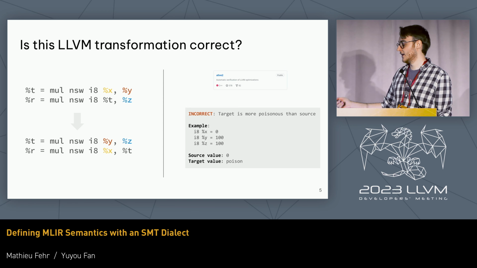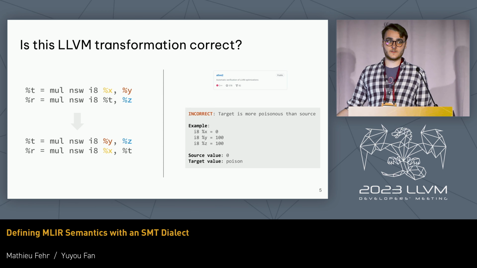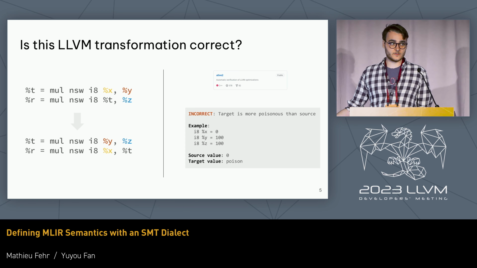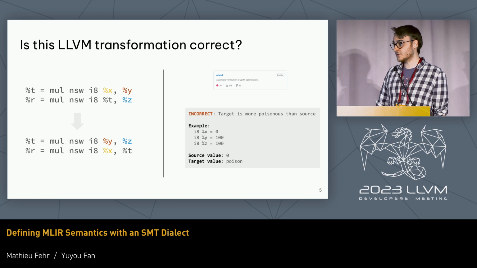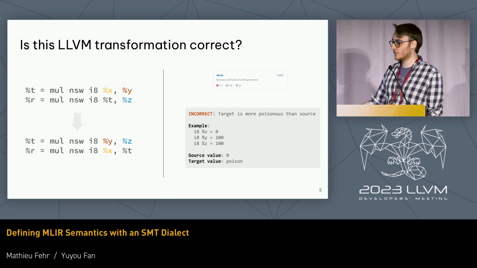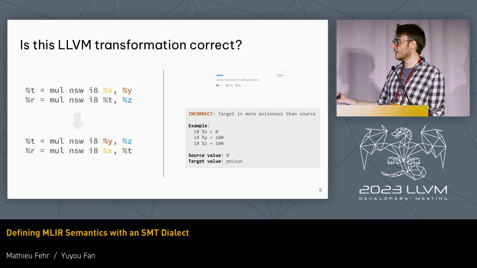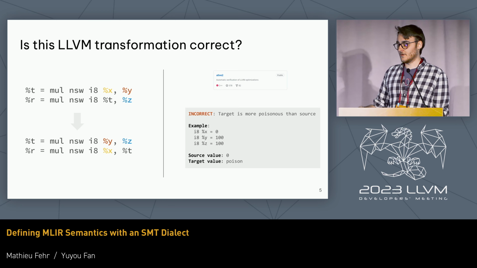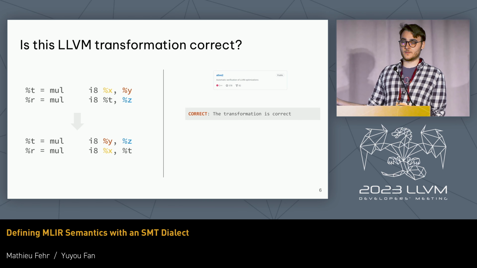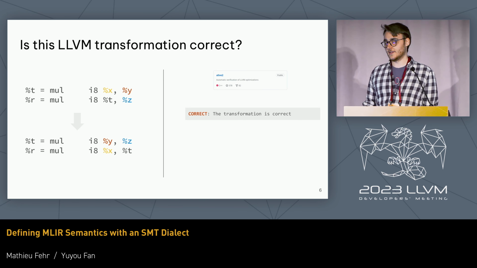and return poison. These kinds of tools are really useful because they allow you to find bugs in LLVM, and they found hundreds and thousands of bugs. They also allow preventing bugs, because when someone wants to add a new optimization, they can check using Alive before actually committing it to LLVM. And of course, if you remove the flag, this is correct because this is just associativity of multiplication.